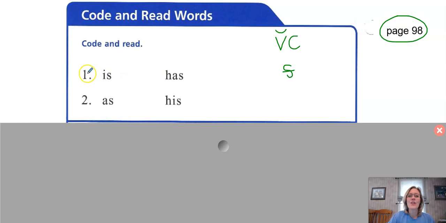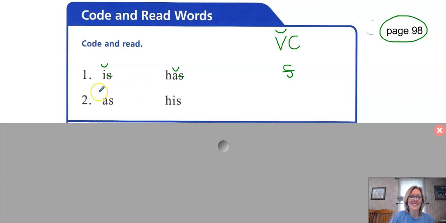So, number 1. A vowel in a closed syllable is short, coded with a breve. An S after a voiced sound says Z. Let's put a voice line through it. A vowel in a closed syllable is short, coded with a breve. An S at the end of a word following a voiced sound says Z. Put a voice line through it.